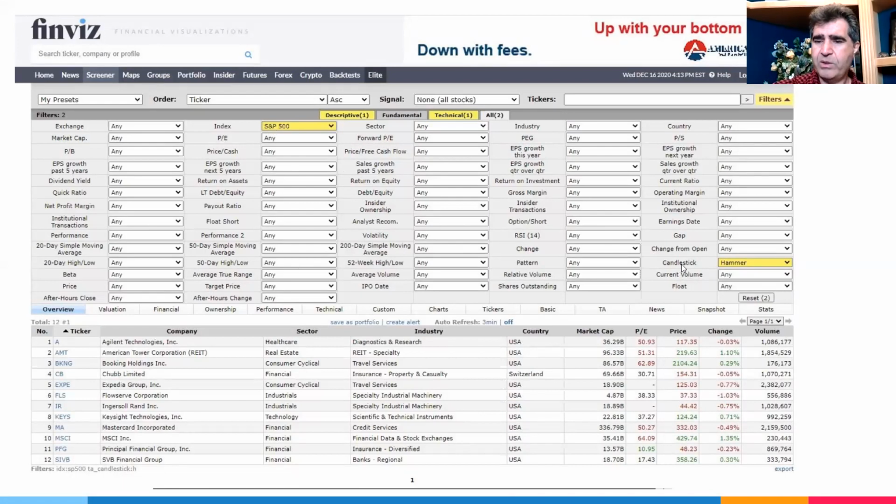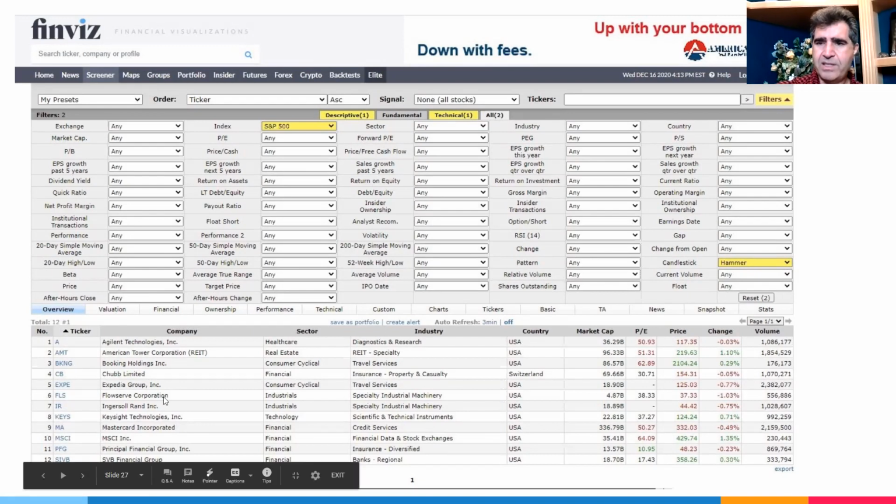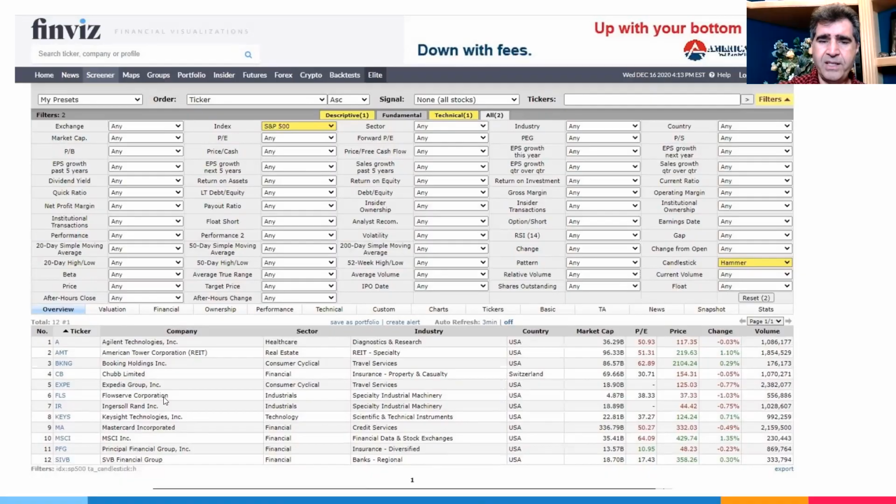And then you go to candlesticks, and you can choose any pattern that you want. I just used hammer. You can use dojis. You can use engulfing pattern. You can do any type of candlesticks that you want. You can choose it. And these are the candidates that came up just for today. So for instance, that's just one way of screening.